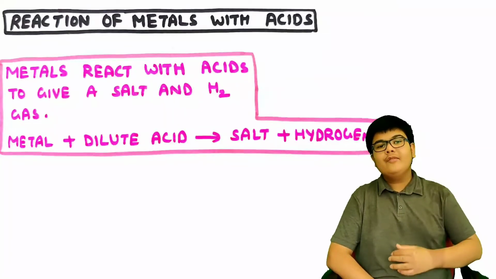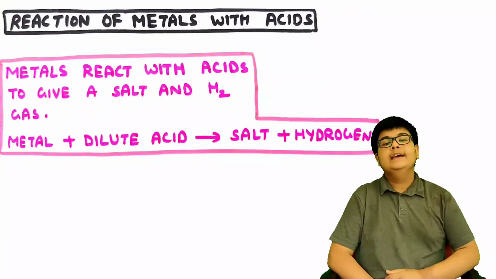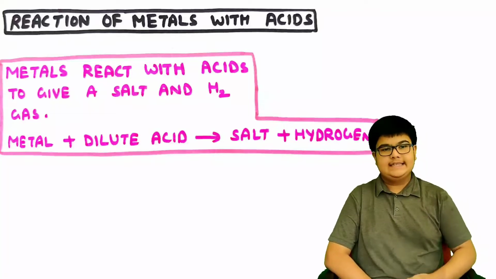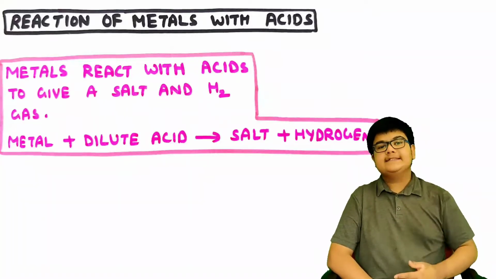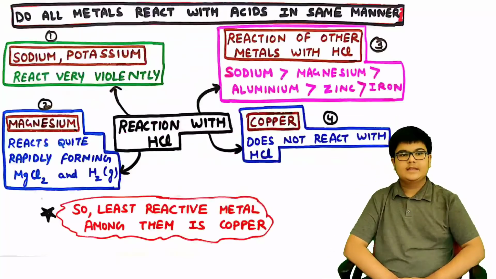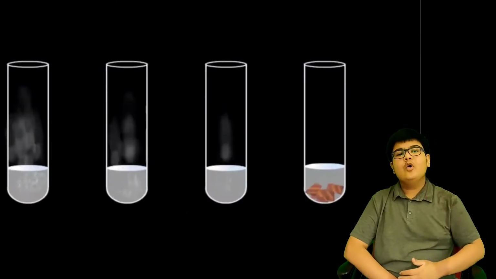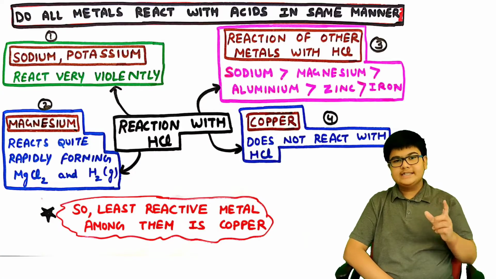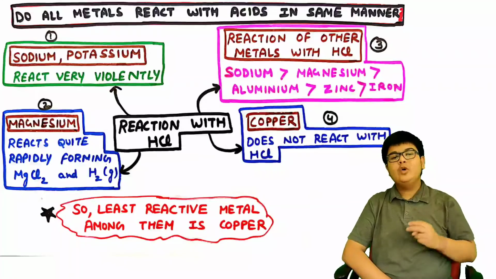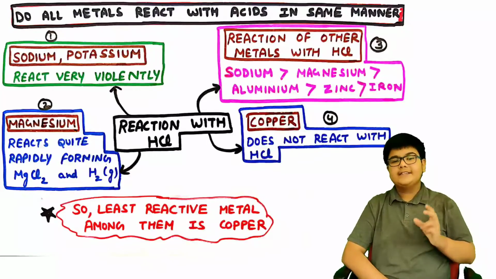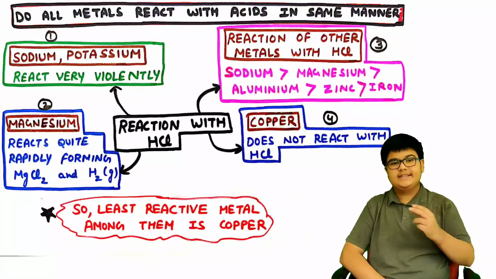Third, reaction of metals with acids. So metals react with acids to give a salt and hydrogen gas. So metal plus dilute acid gives salt plus hydrogen gas. Now let us check, do all metals react with the acids in the same manner? For this we will check the reactions with two acids, that are hydrochloric acid and nitric acid. First let us check the reactions with HCl.